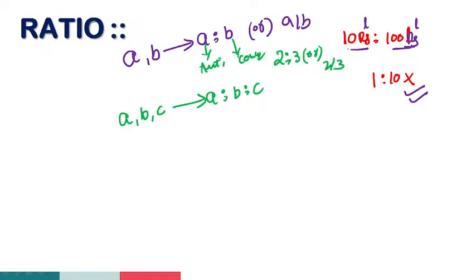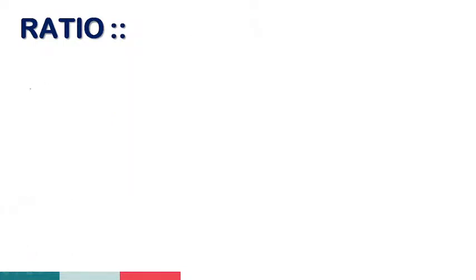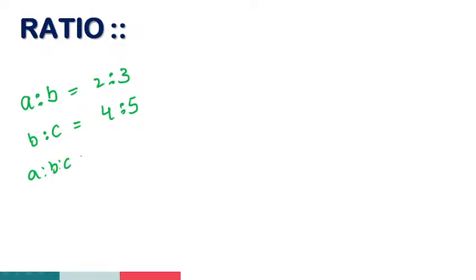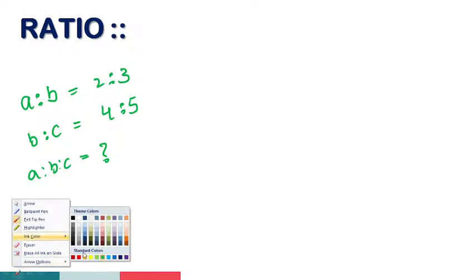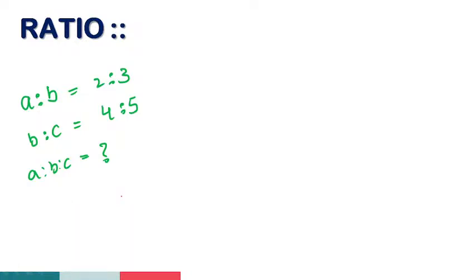Right. So how to find out the ratios, guys? For example, a question like this. A is to B is equal to 2 is to 3. Next, B is to C is equal to 4 is to 5. Find out A is to B is to C. Use different logics, no problem, but finally we will get the same answer.